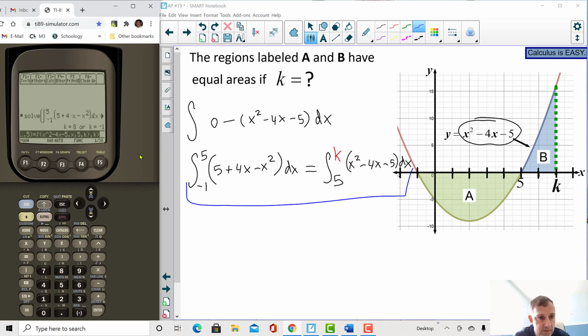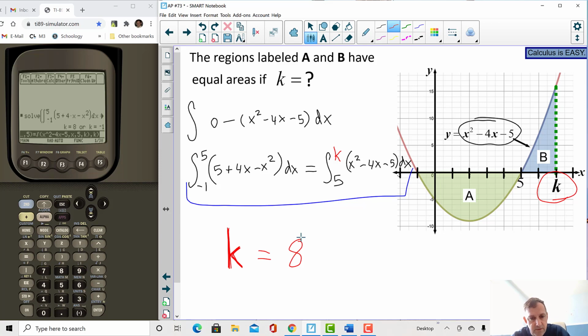It is giving us two answers, -1 and 8. Of course, we need our k to be greater than 5. So we're going to go with k equals 8. And that's it. That's our final example.